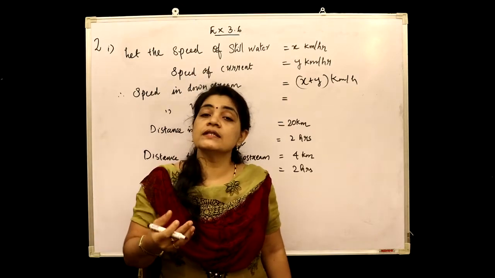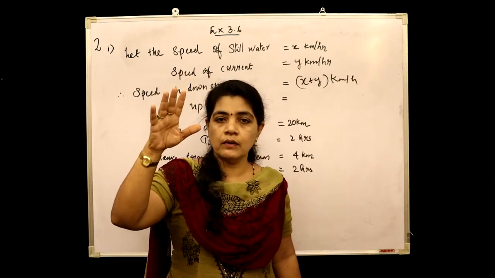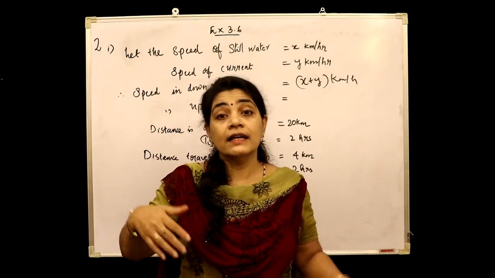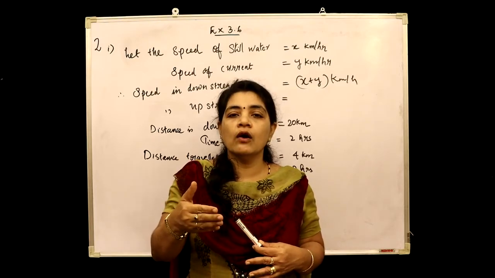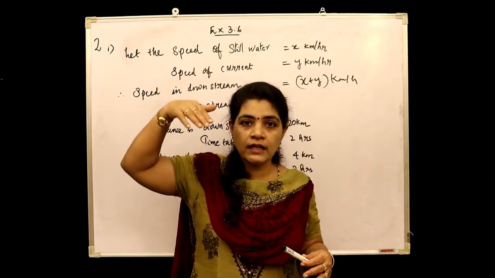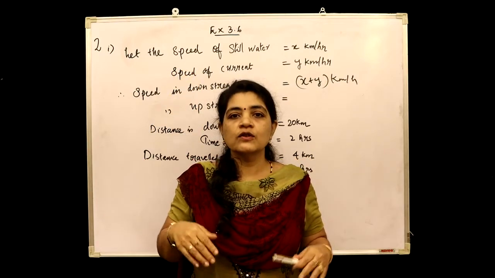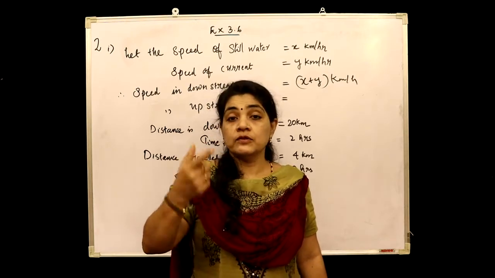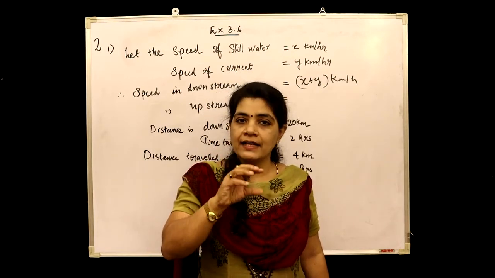But what happens in upstream? See, the boat is moving up. As I told, the water has a tendency to always flow down. That flow is opposing the speed of the boat in still water. That means we have to subtract. One is moving up, but water is always flowing downwards. So we have to subtract the flow of current from the speed in still water. That means the speed in upstream is x minus y.